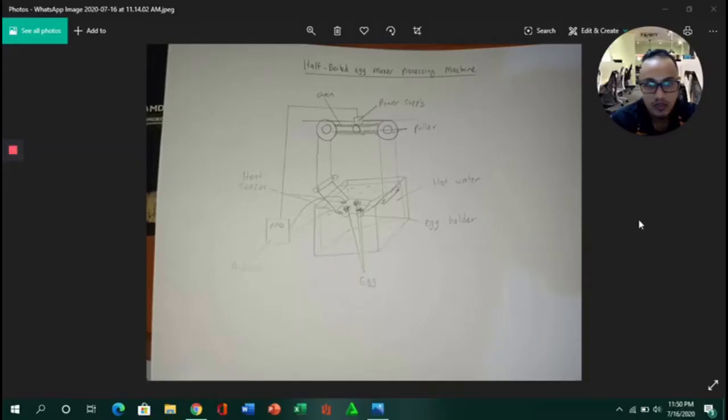Hello and Assalamualaikum. My name is Muhammad Shazwan bin Ismail, FA17115. Today I want to present about the electrical component selection for the half-boiled egg maker processing machine. First of all, we use the Arduino, where we set up the input and output, and then we use the thermocouple to measure the temperature of the water. Then we use the DC motor to convert the electrical energy into mechanical energy.